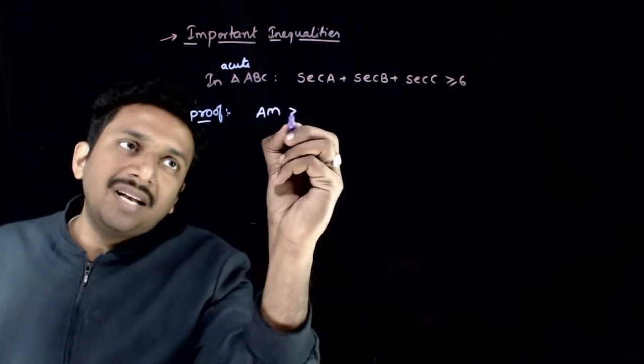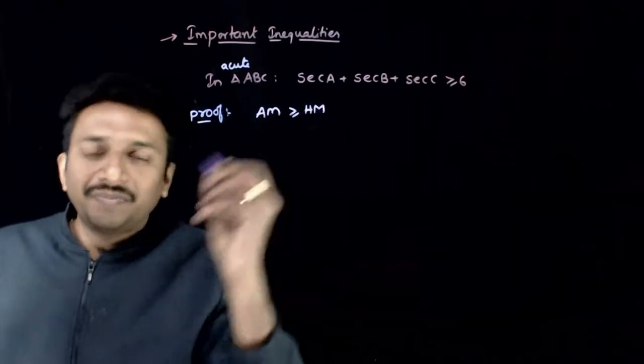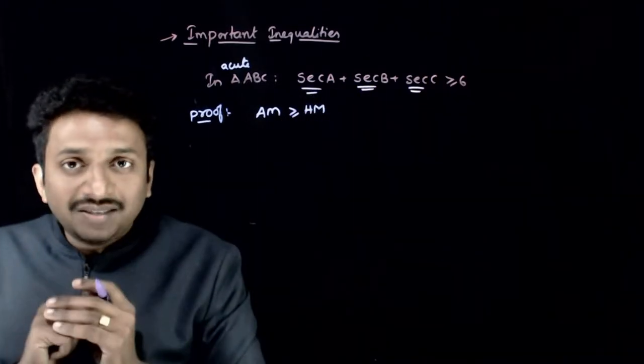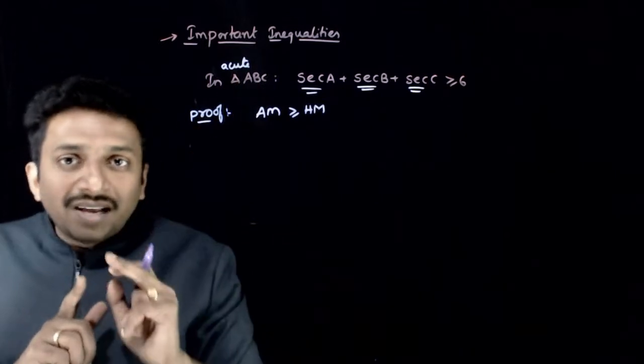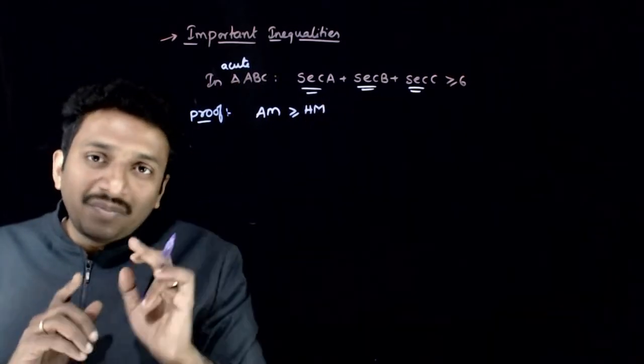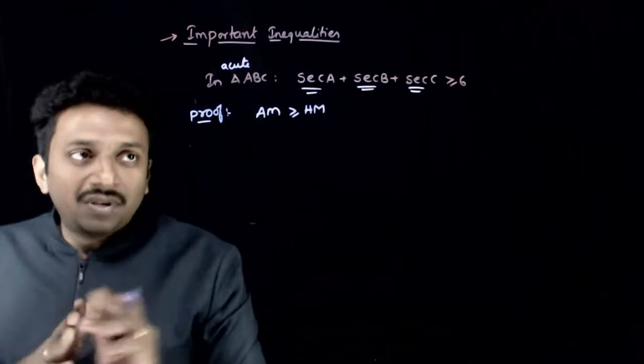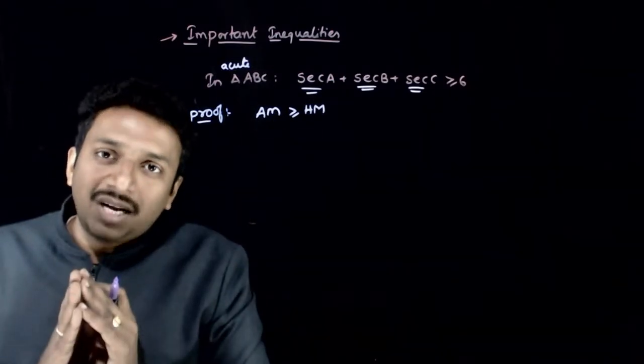Arithmetic mean is greater than or equal to HM. So let us take secant A, secant B and secant C as the three quantities. Because the triangle is acute, all the angles are inside 90 degrees, hence all these ratios are positive. Hence we can use this statement.